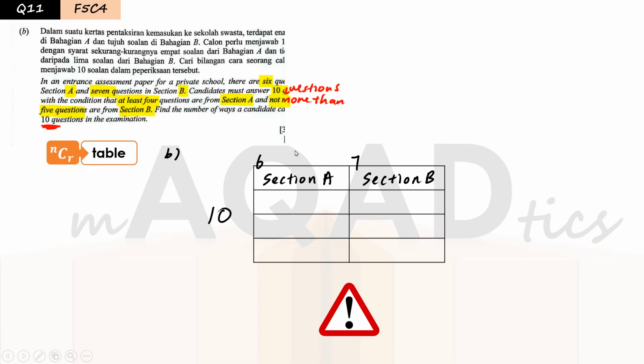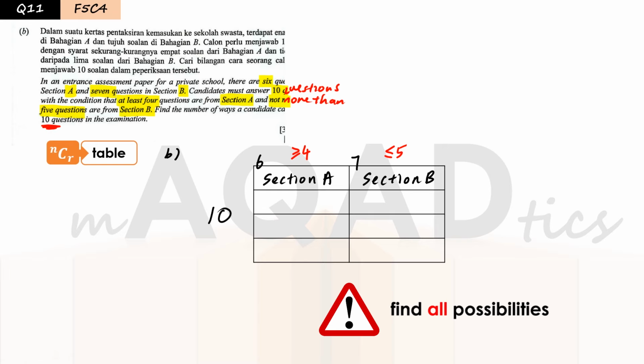But this time, these groups of questions, section A and section B, have their own conditions. So let's put the conditions on top of the columns. For section A, the condition is at least 4 questions, so we're going to put at least 4 questions here. And for section B, it's not more than 5 questions, meaning we cannot exceed 5. It can be 5, but we cannot exceed it, for example 6, 7, 8, and so on. Now in this part of the table, we are going to list all of the possibilities.